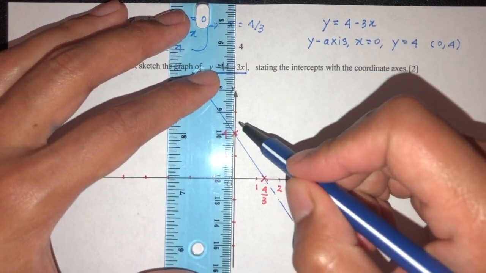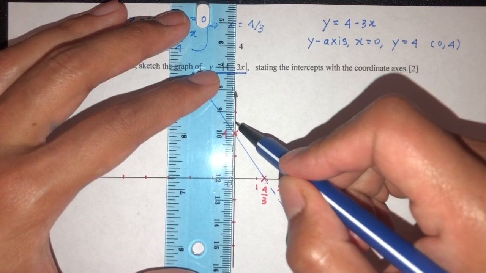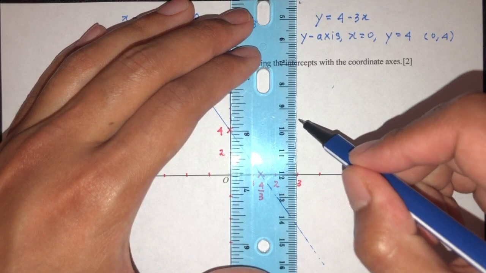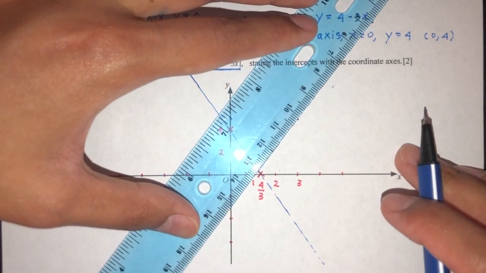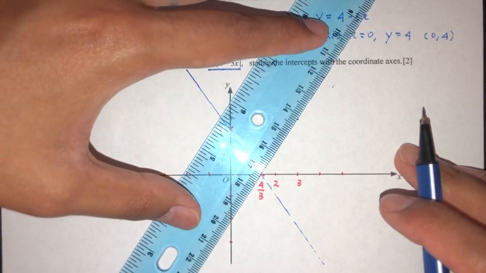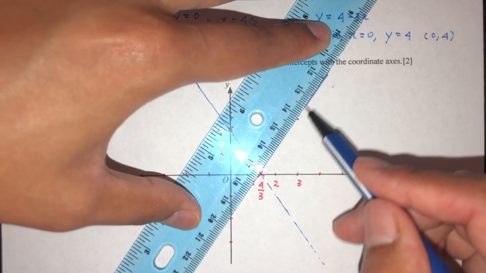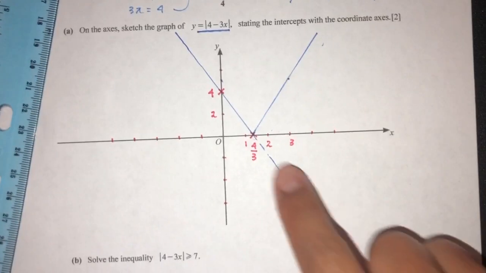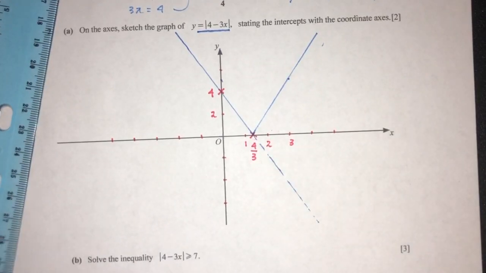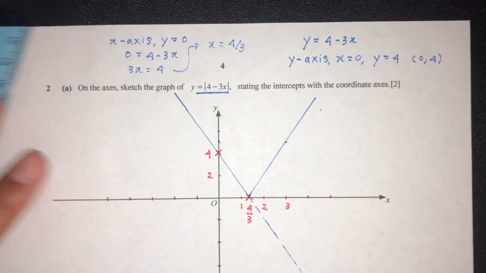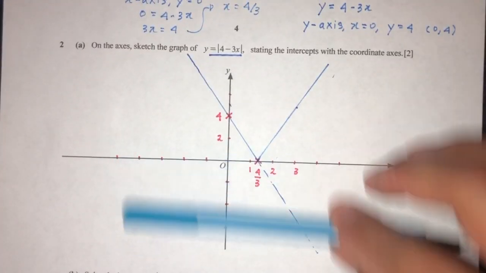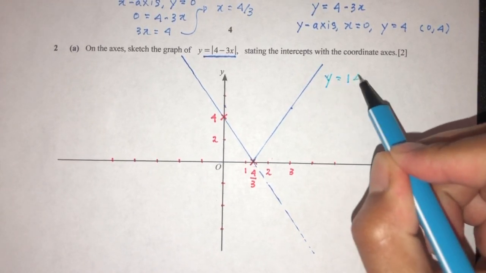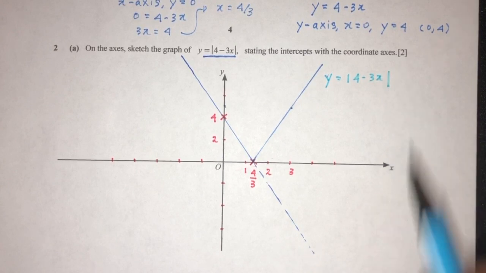This is 4, 5 will be over here. 1, 2, 5 will be over here. So this joins with this. Okay, since you'll be drawing this with a pencil, obviously you will erase the part that is below, because for modulus it means every value has to be positive. We cannot have values below the x-axis. So finally you have to label this as y equal to modulus of 4 minus 3x. Okay, that is only 2 marks, not too bad.